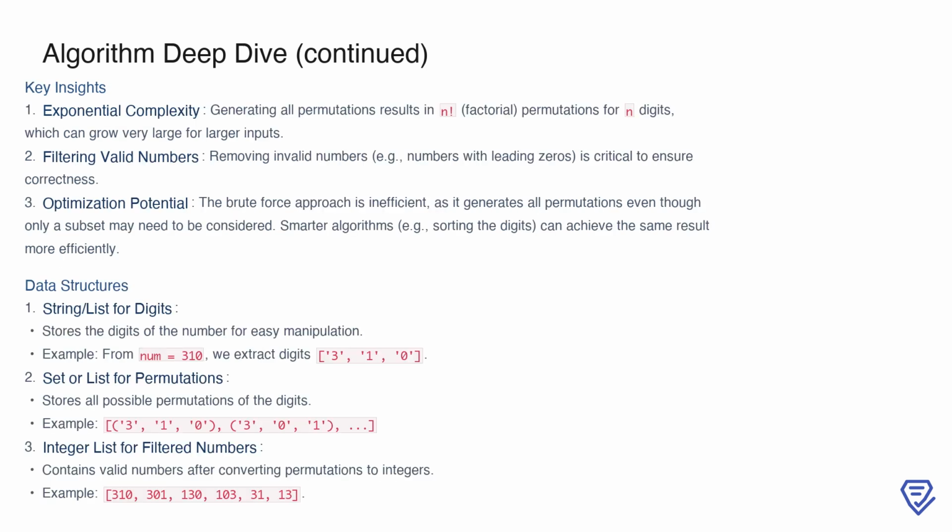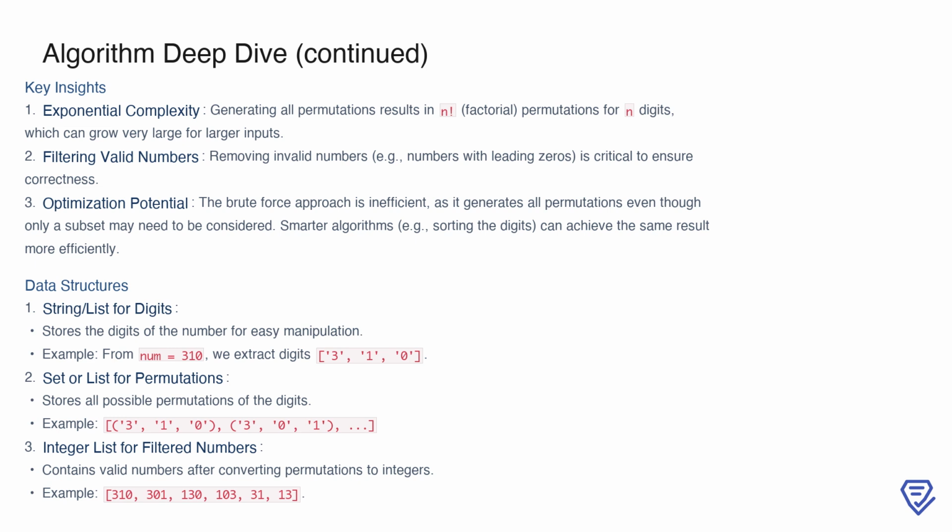This example highlights some key insights about the brute force approach. First, the complexity of generating permutations is exponential, specifically n factorial for n digits. This means the approach becomes computationally expensive as the size of the input grows.